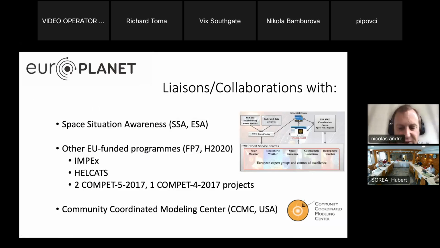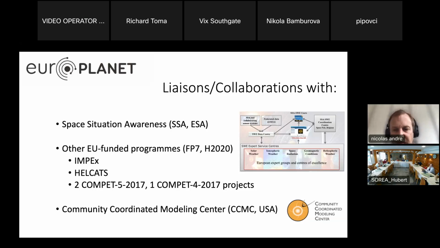At the end of the first program, we had some liaison with the main actors of the field. For those of you who know, ESA is also developing the space situational awareness, the space weather network, where all the tools developed for Earth are made usable for the community. So we linked some of our services to that particular program, so that we can reach many more actors interested in this development.